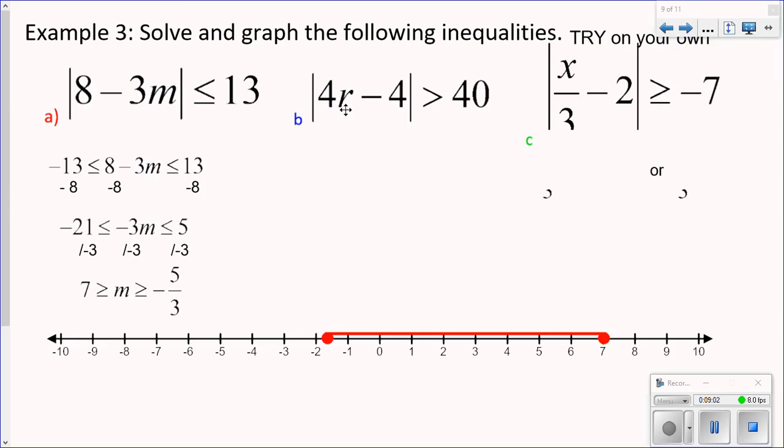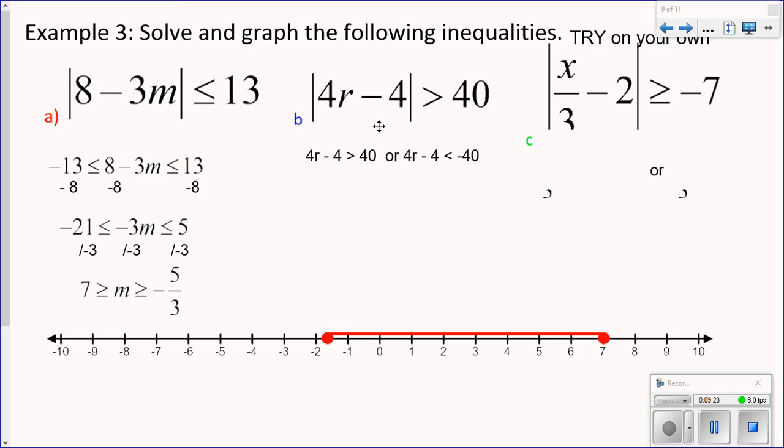Okay. Now B right here. It's already by itself, so I can go ahead and split it. It's a greater symbol, so it's going to be an or statement. I'm going to write 4r minus 4 is greater than 40. And then my other one, I'm going to do 4r minus 4, flip this sign so it's less than, and change this to negative 40.